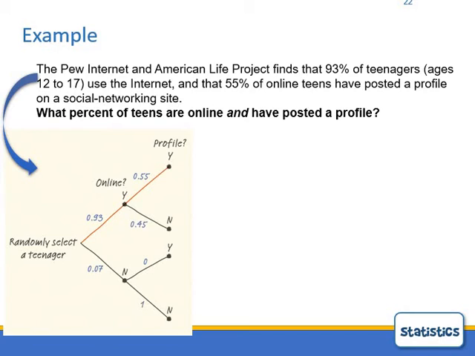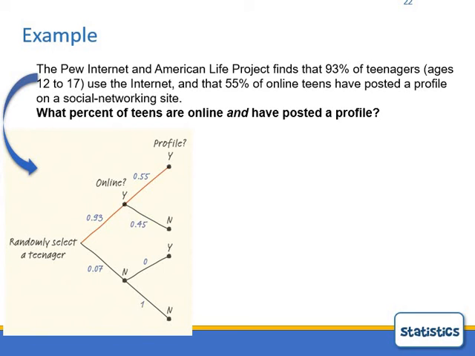So you can see the picture is already made there, but let's think about how this tree was made. So you're asking 2 questions. Do you go online? Do you use the internet? The possible outcomes are yes or no. We're given the probabilities. 93% said yes, which means 7% said no, because it has to add to 100%. Then you ask, have you posted a social profile? Yes or no would be the possible outcomes. For those who are online, 55% said yes, so the other 45% said no.